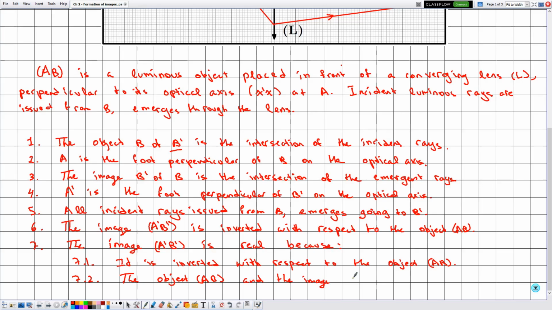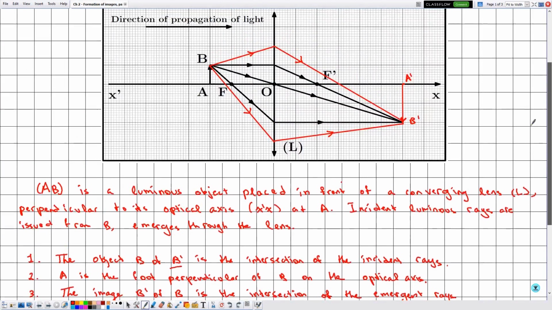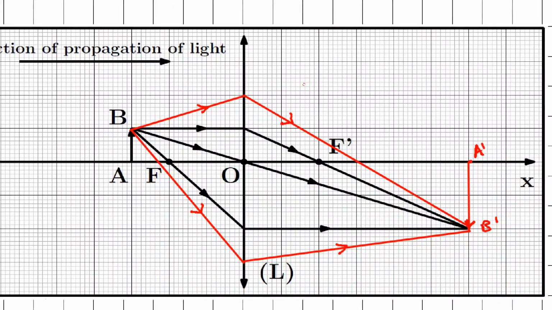Moreover, we can say that idea 7.2, the object AB and the image A prime B prime are on opposite sides. So notice that here the object AB is in front of the lens, whereas the image A prime B prime is behind the lens, and whenever the image and the object are on opposite sides of the lens, this means that the image is real.